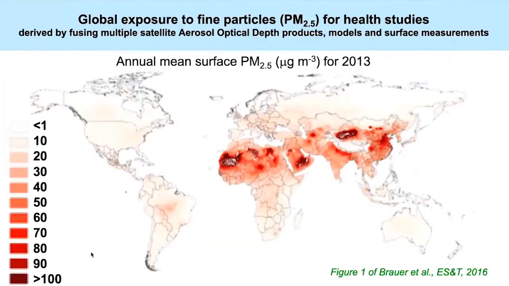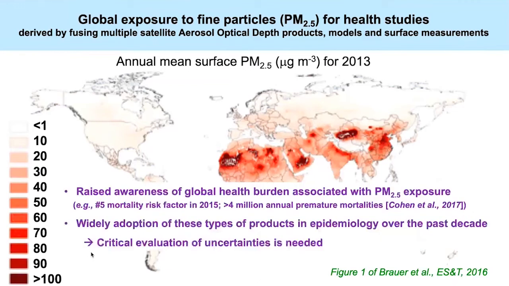What I'm showing you here is a map of annual mean surface fine particles, or PM2.5, for the year 2013 that was derived by fusing together multiple satellite aerosol optical depth products, models, and surface measurements. This approach to estimating PM2.5 was pioneered by Randall Martin and his group then at Dalhousie University. And these kinds of data sets have been instrumental in raising awareness of the global health burden associated with exposure to ambient fine particles. And these products are also being widely adopted in epidemiology.